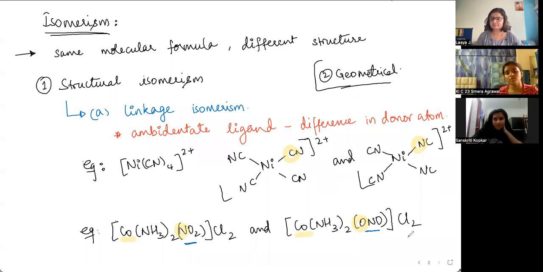Ma'am, I had a doubt. What will be the shape of this compound, the cobalt one? Cobalt has 3 ligands, right? Iron is 26, nickel is 28, so cobalt will be 27. Iron, cobalt, nickel. So again, you have to get into the electronic configuration and then figure out how it's being arranged and all of that.